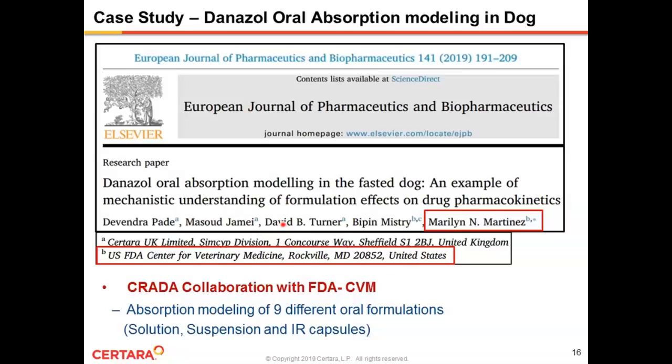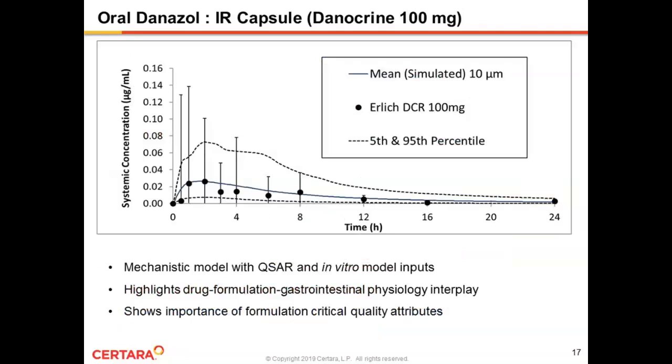And what we did in this work was that we looked at modeling 9 different oral formulations of Danazol, which basically consisted of solution formulations, suspension formulations, and immediate release formulations. And the main goal of this work was to highlight the interaction between a drug like Danazol and the type of formulation being used for administering it, as well as the interaction between the drug, the formulation, and the GI physiology of the species where the drug is being tested.